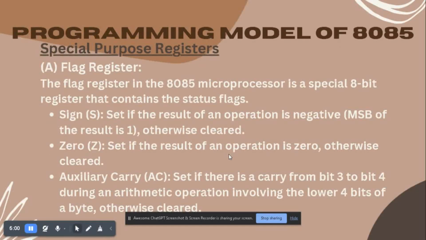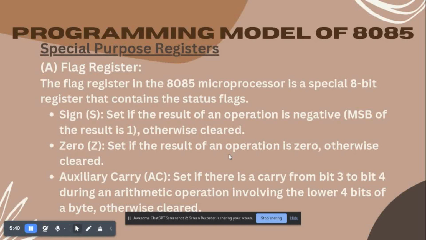In special purpose registers we have flag register. The flag register in 8085 microprocessor is a special 8-bit register that contains the status flags. Basically, the status flags are the flags which tell us about the status of the result which we have after performing arithmetic and logical operations in the accumulator. We use status flags to see is there any carry generated when we perform an operation, is the result zero, and much more.